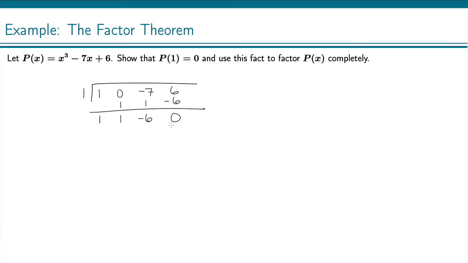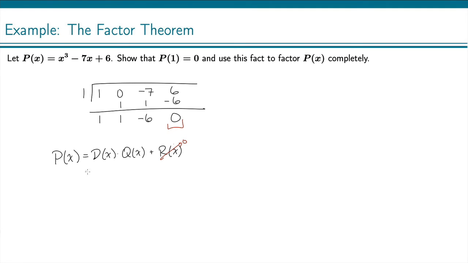And this 0 right here, the remainder, is what tells us that p of 1 is equal to 0, and that means that x minus this number is a factor. So this tells me from the division algorithm that I can write p of x as, and I'm going to write out the symbolic form first. We know we can write it as the divisor times the quotient plus the remainder. But we know the remainder is 0. So this right here is gone, 0.